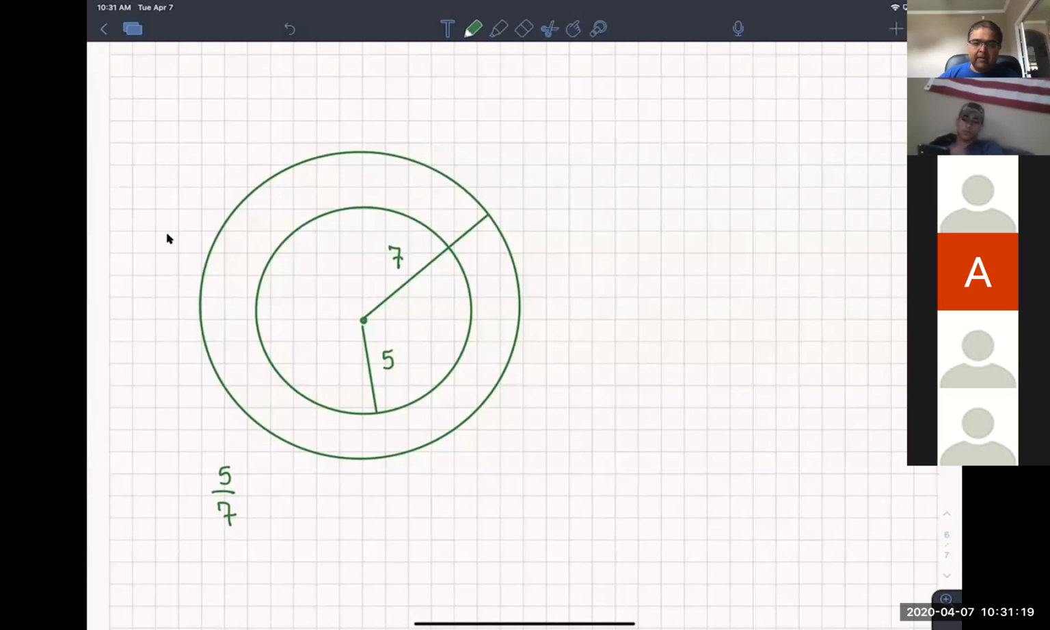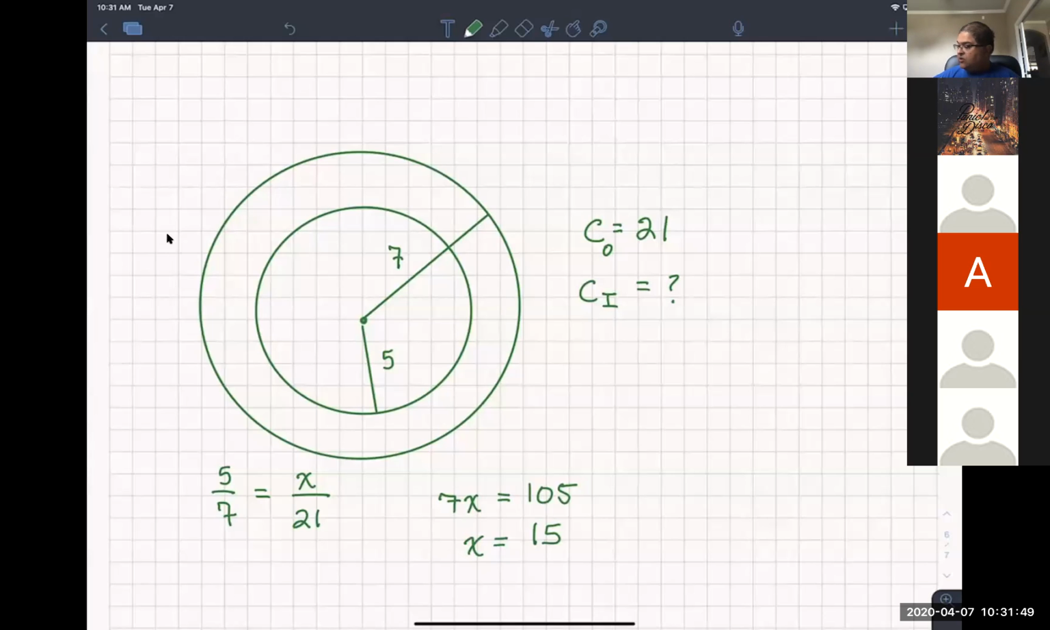So if I said that the circumference of the outside circle is, say, 21, what is the circumference of the inside circle? Well, cross multiply and solve. So that means the inside circle is 15. Does everyone see that? So that's what it means to be similar.